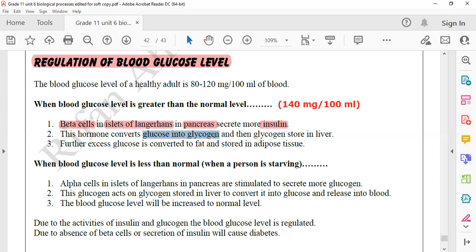Insulin has two functions to do. One function is what you are already familiar with. What is the function? Glucose into glycogen. This glycogen will be stored in our liver. But the liver can store only a small amount. It can't store a lot. So excess glucose, if you are eating more and more glucose is coming into the body, will be converted to fat. That is also done by insulin.